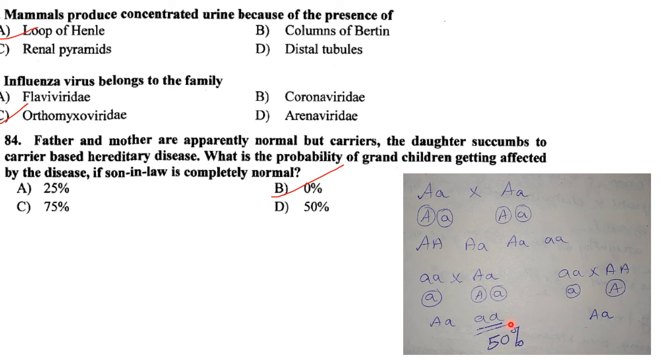But since they have told that the son-in-law is completely normal, then 0% will be the probability of grandchildren getting affected by the disease, because it is more towards the capital A genotype. So answer will be B. Because they have asked for completely normal, phenotypically and genotypically the son-in-law will be completely normal. That is what is meant in the question. So answer will be 0%.